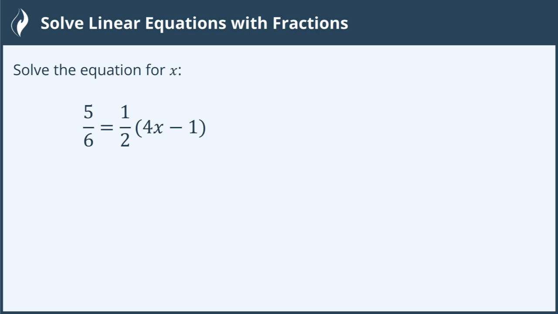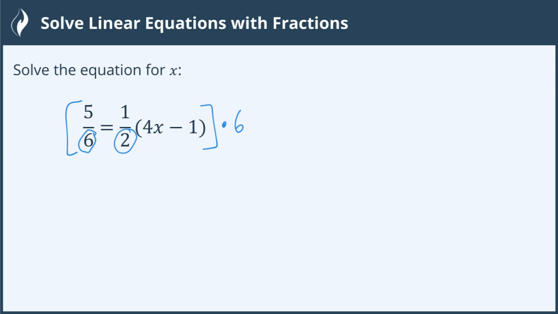it may be a good strategy to just get rid of them. This is a process called clearing fractions. So in order to clear fractions, I want to look at the denominators of all the fractions and find out what is the least common denominator between those two fractions. So the least common denominator is 6, so that's the magic number I'm going to multiply by. And you'll see why this is a nice strategy.